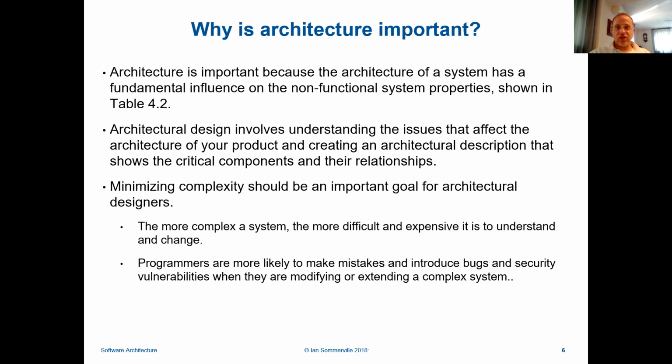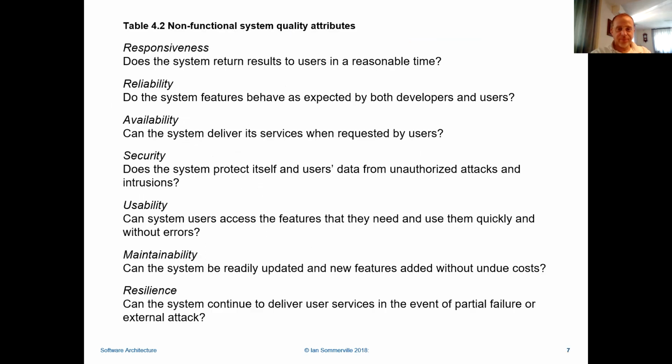Architecture design means understanding the issues that affect the architecture of your product and creating an architectural description that shows the critical components and their relationships. Minimizing complexity should be an important part of that. You don't want it to be overly complex. It'll be difficult and expensive to understand and to change later. If you make a mistake, you have to go find it. You want your system to be as simple as possible. Programmers are more likely to make mistakes when they have a complex system.